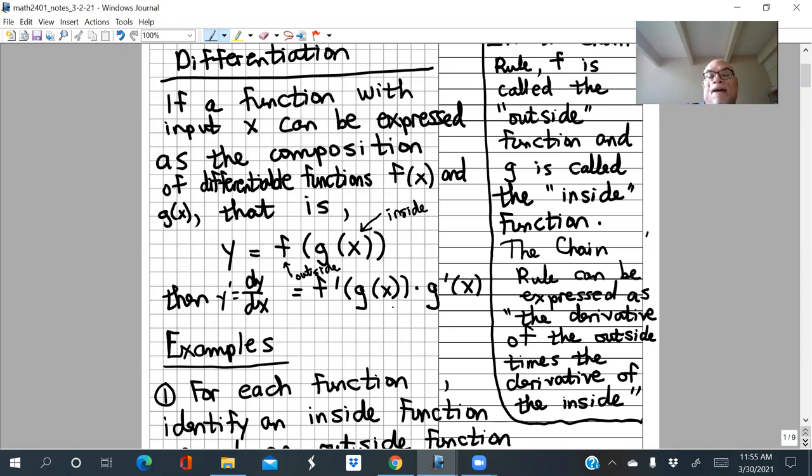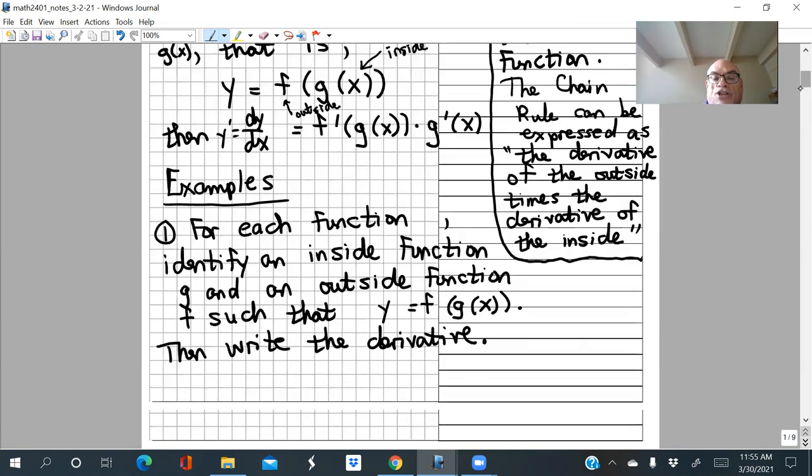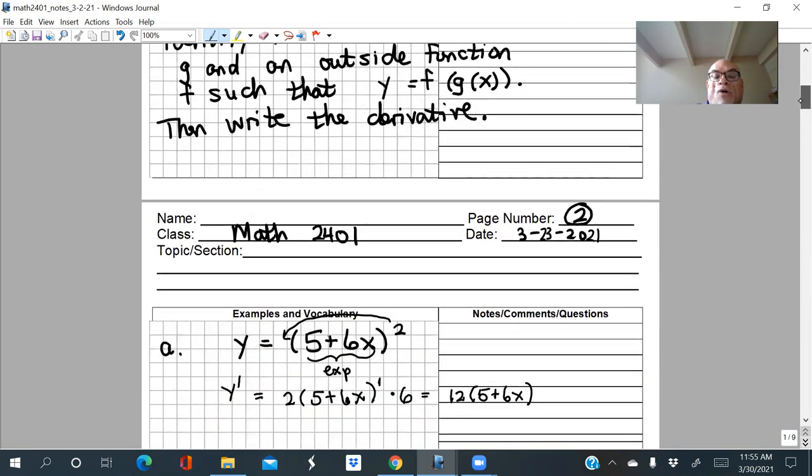But the tricky part of using the chain rule is recognizing when you have a function that is written as the composition of two simpler functions. That's the hard part of using the chain rule. It's not actually applying the chain rule formula. It's just recognizing that, oh, I can even use the chain rule, okay?